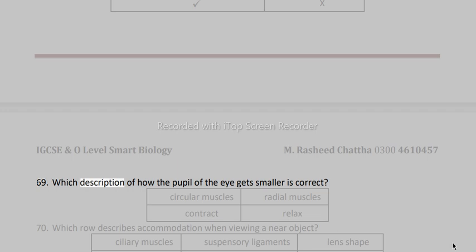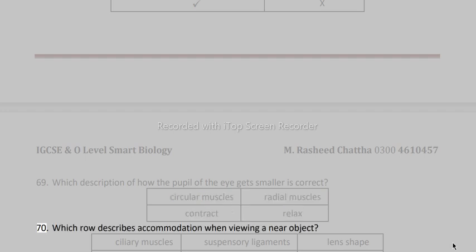69. Which description of how the pupil of the eye gets smaller is correct? Circular muscles contract, radial muscles relax.